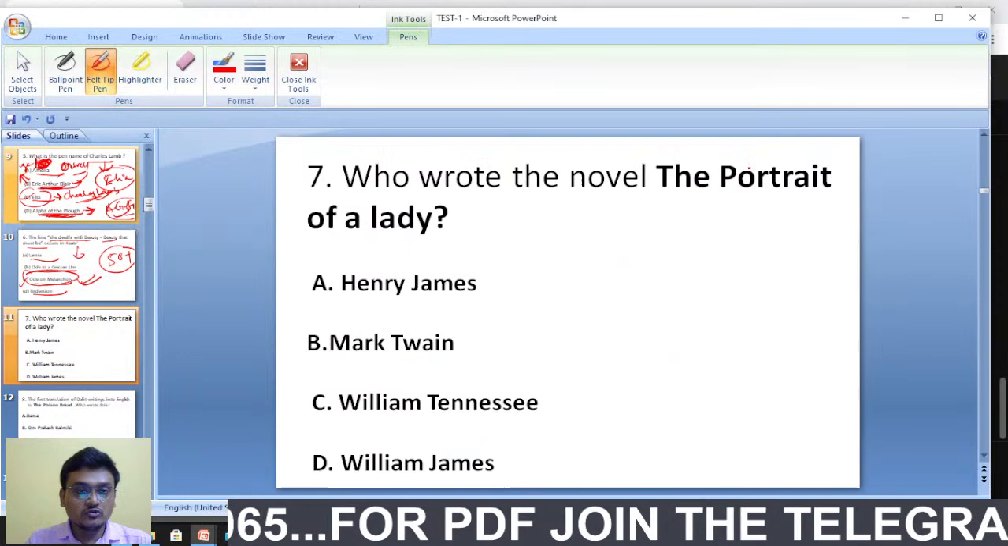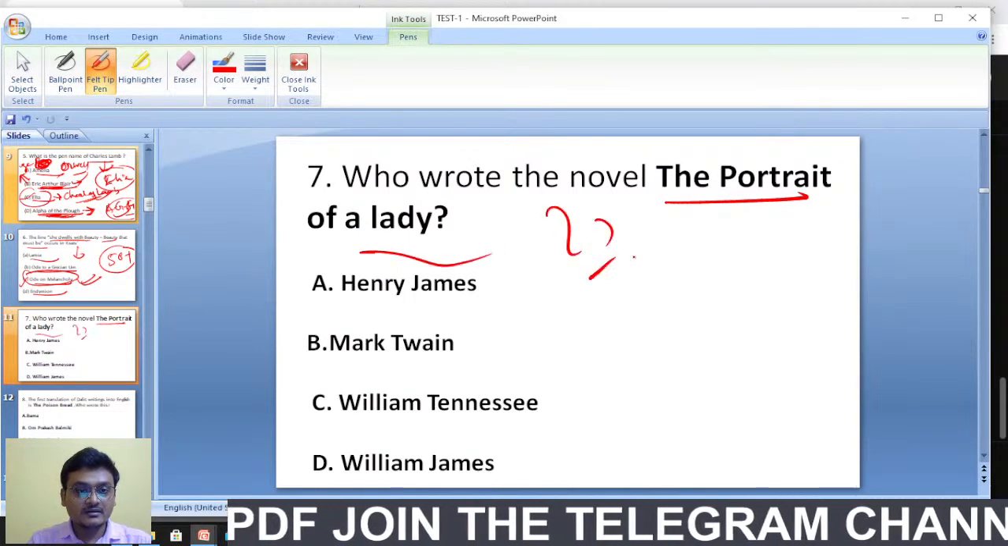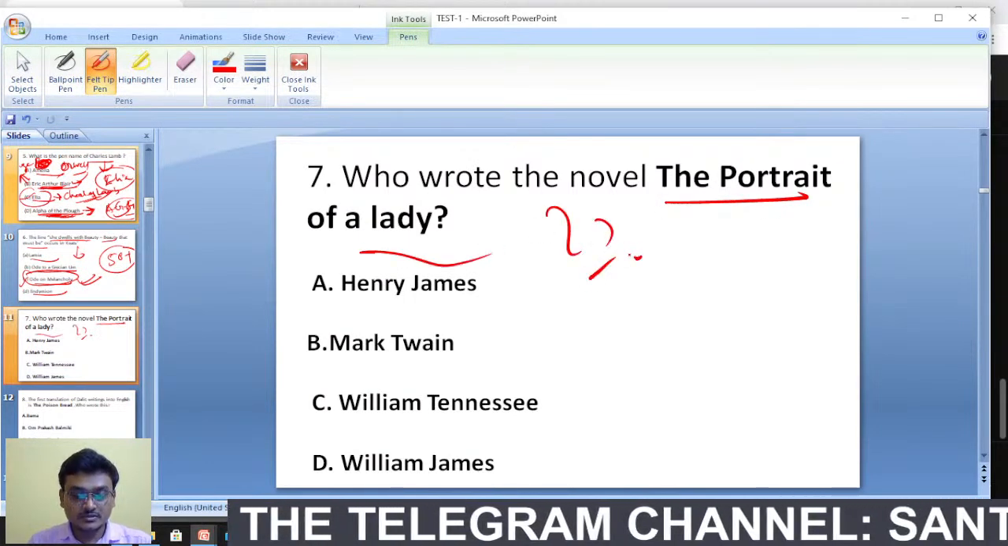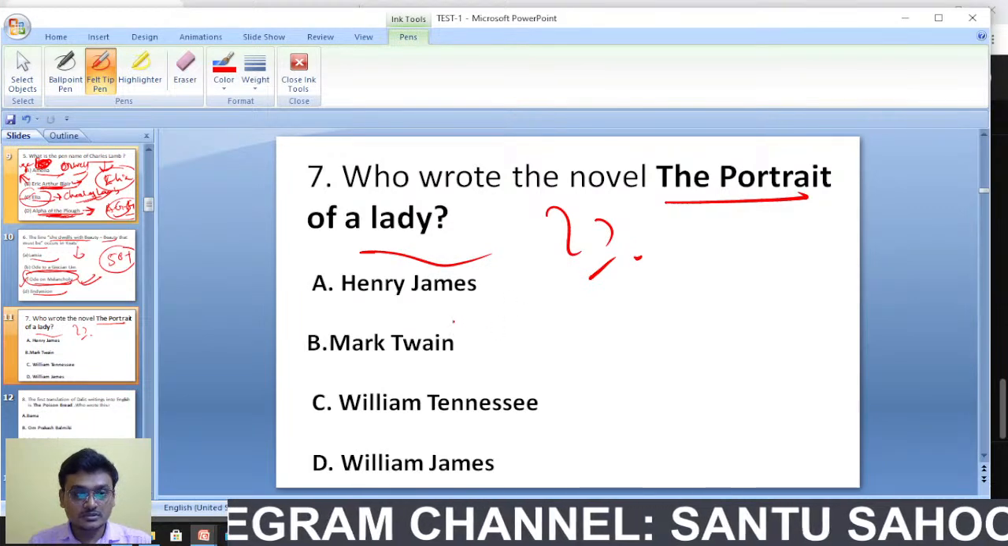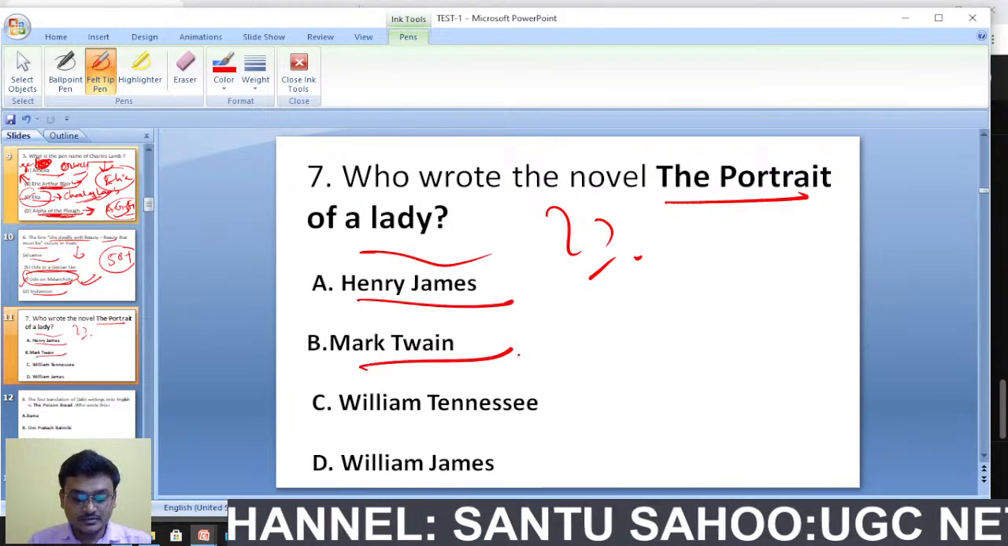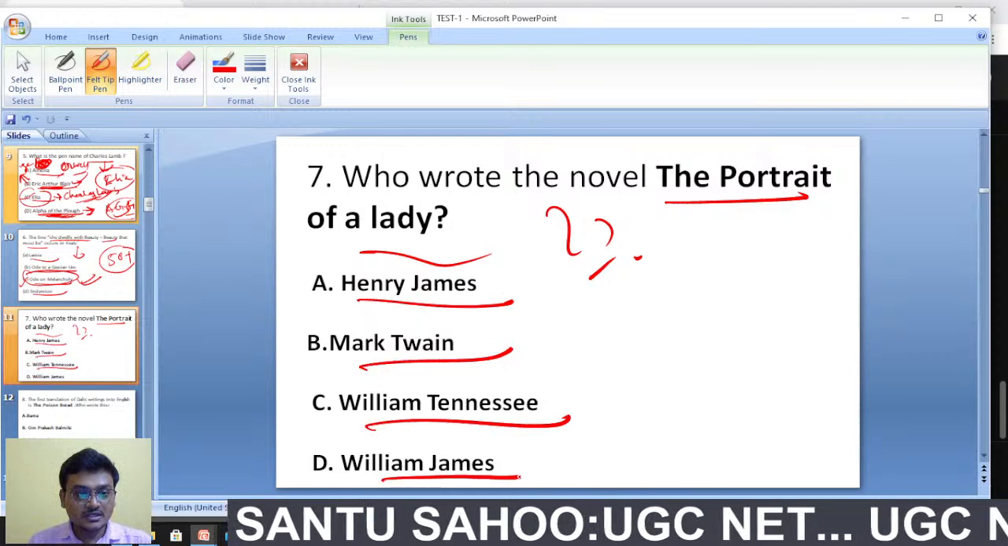Next question. Okay. Who wrote the novel The Portrait of a Lady? Henry James, Mark Twain, Tennessee Williams, William James.